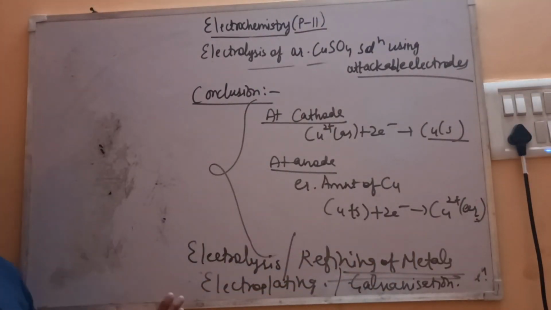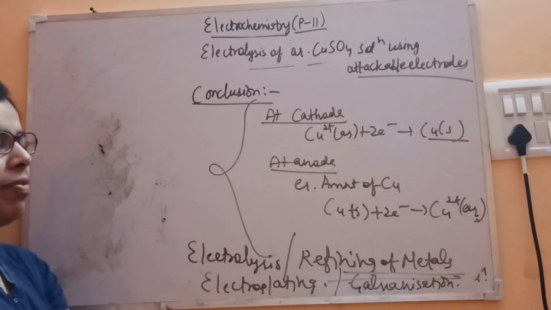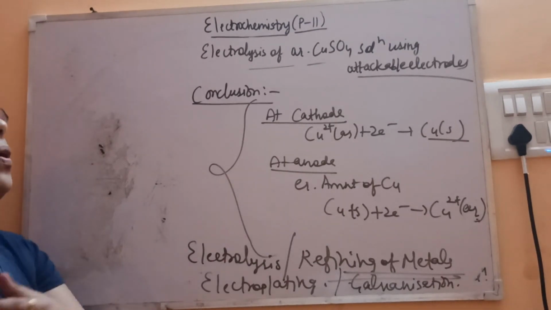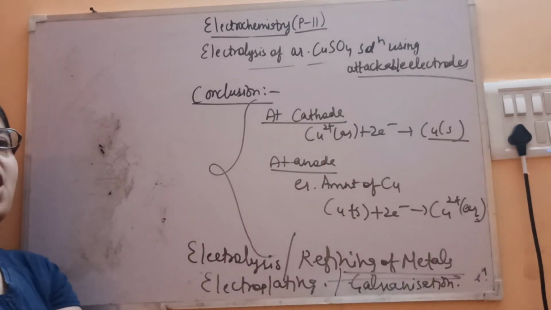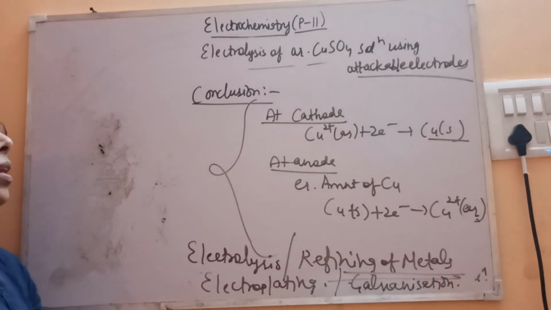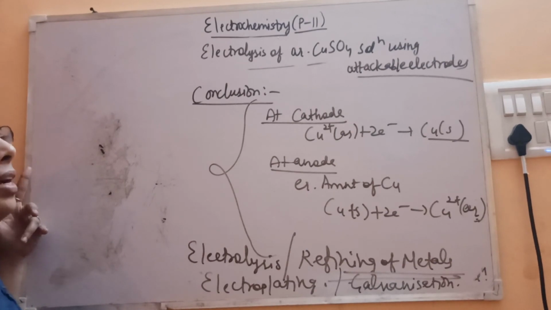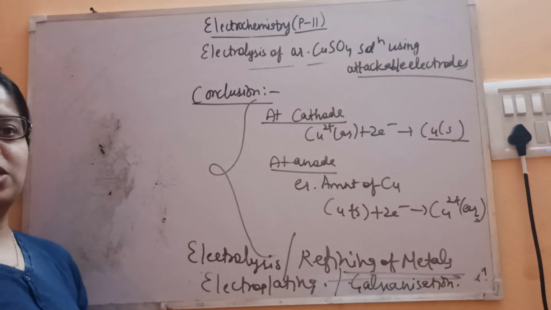We have seen all the 3 factors, so I hope everything is clear. In the next class we'll study the relationship between the charge passed through the electrolyte and the amount of substance getting deposited. We'll see that with the help of Faraday's laws in the next class.